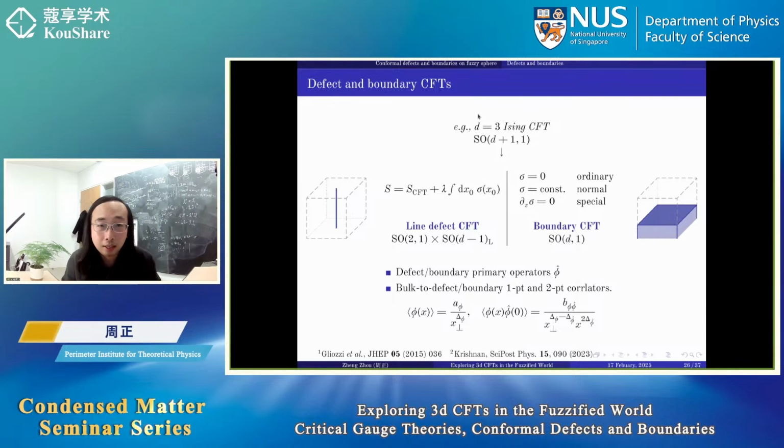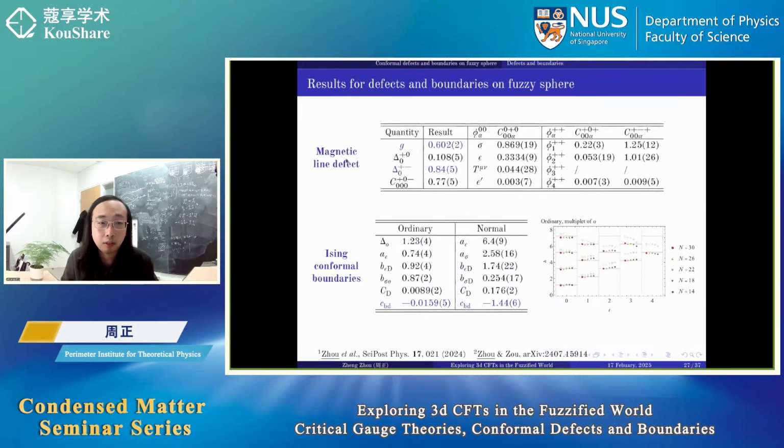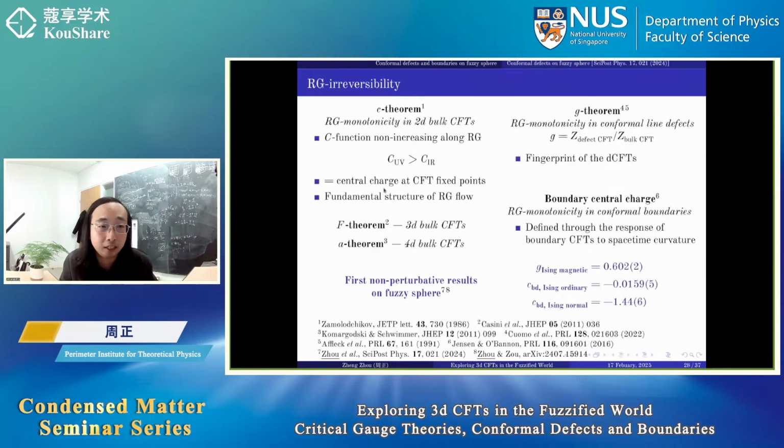So using the fuzzy sphere, we have obtained a ton of information about the magnetic line defect and various Ising conformal boundaries. Of course, we don't have time to introduce all of them. So let me outline some important points. The first point is the RG irreversibility.